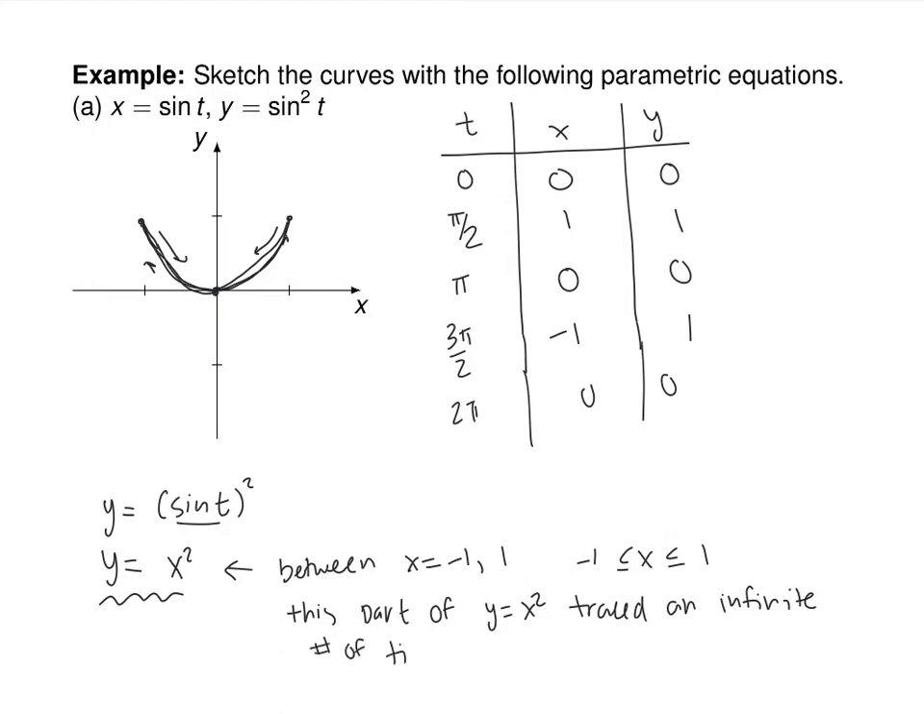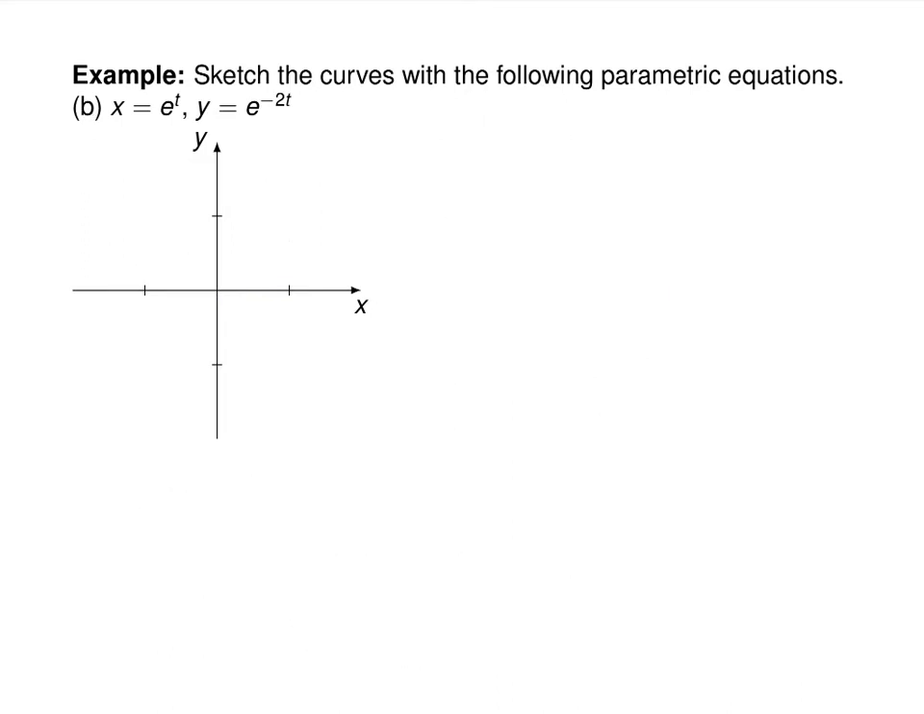And the reason it's an infinite number of times is because we were not given any domain restrictions. We didn't know that t was between 0 and 2 pi. I just chose those values to plot the curve. Here's a similar example that's sort of best thought about in how are x and y related and what curve is this, and with what restrictions.